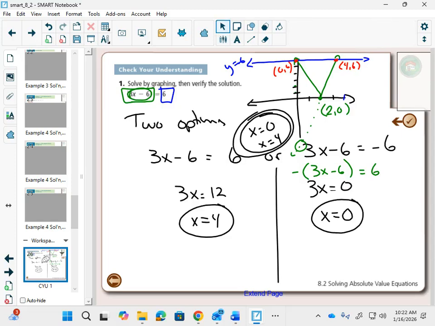Okay, questions to circle on this one? 5A and 6.